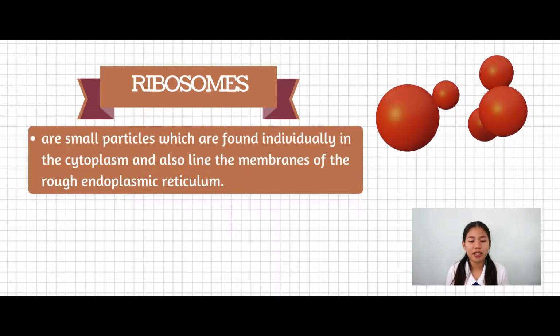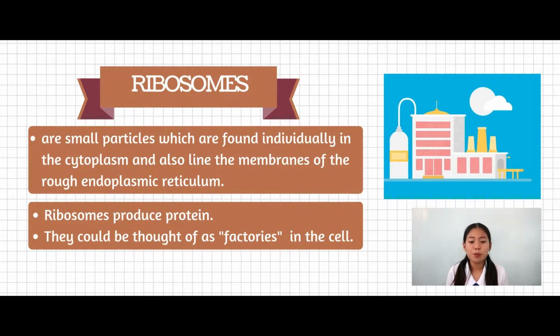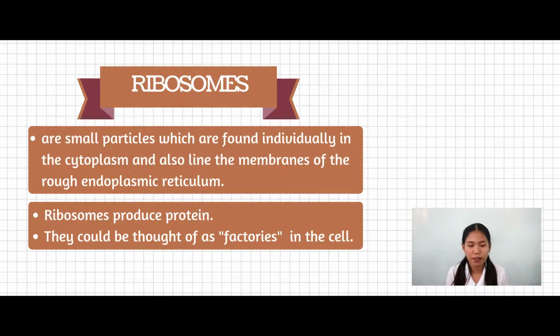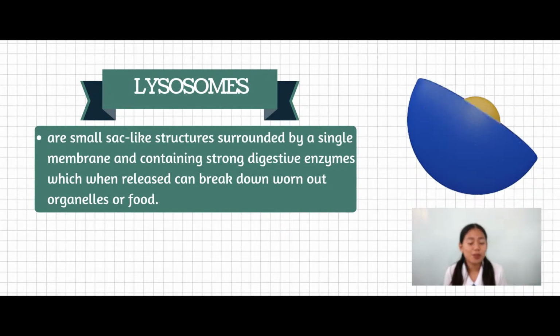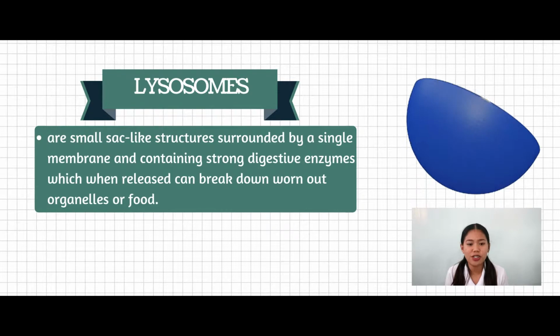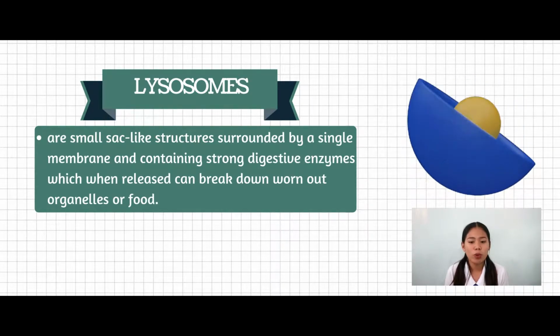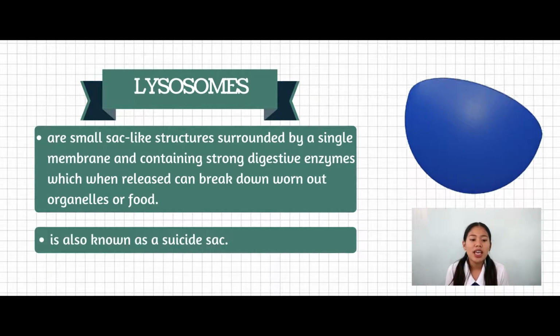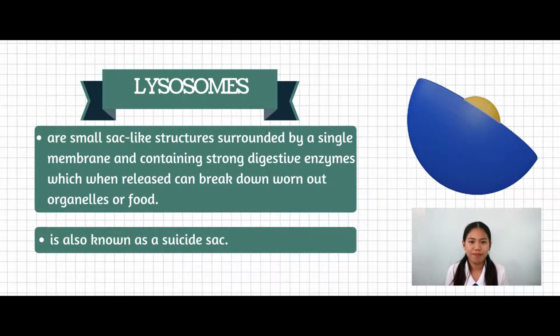in appearance. Ribosomes are small particles which are found individually in the cytoplasm and also line the membrane of the rough endoplasmic reticulum. Ribosomes produce protein. They could be thought of as factories in the cell. Lysosomes are small sac-like structures surrounded by a single membrane and containing strong digestive enzymes which, when released, can break down worn-out organelles or food. It's also known as a suicide sac.